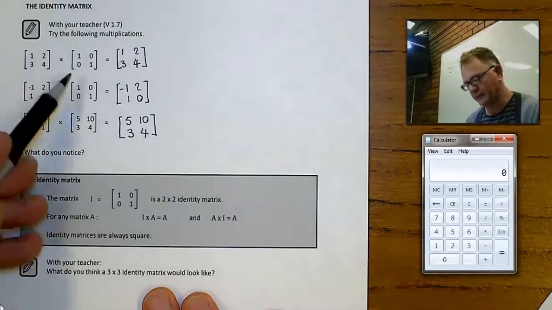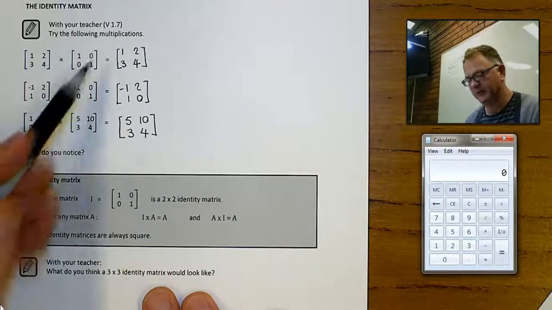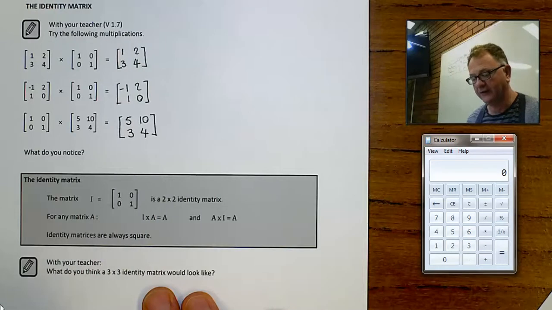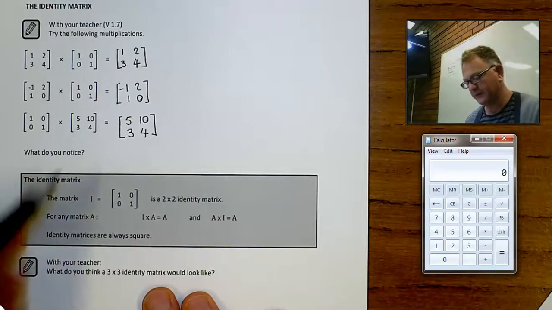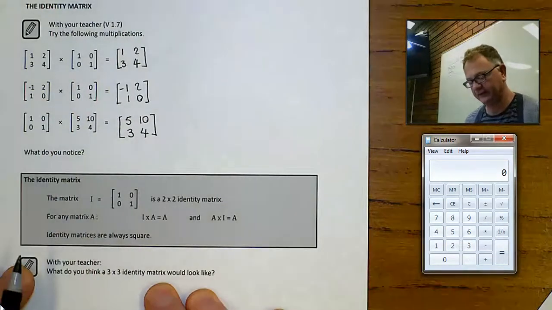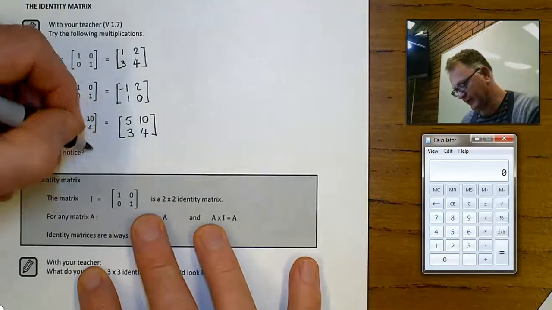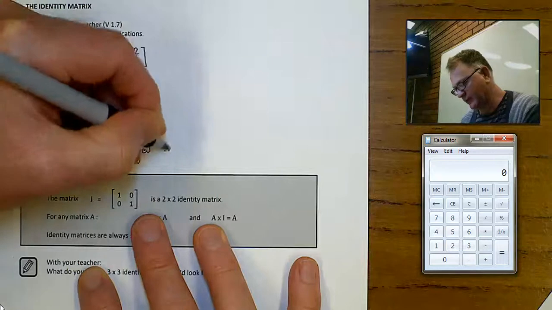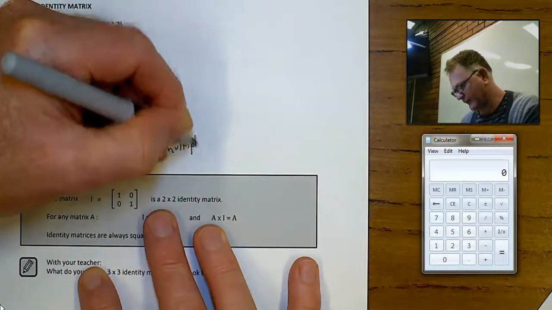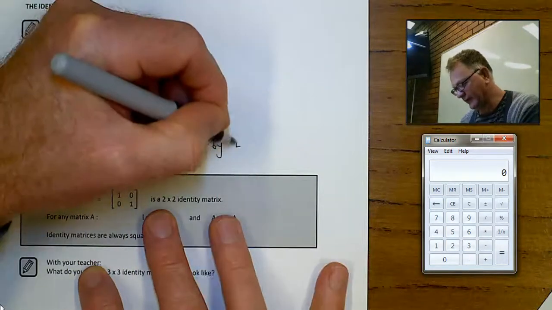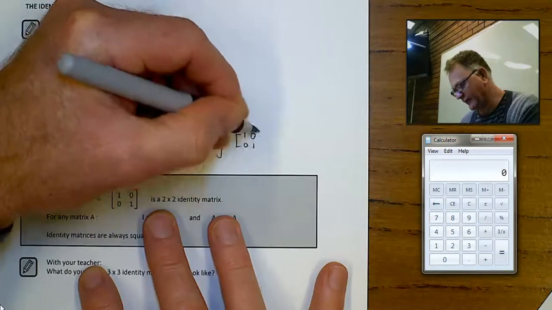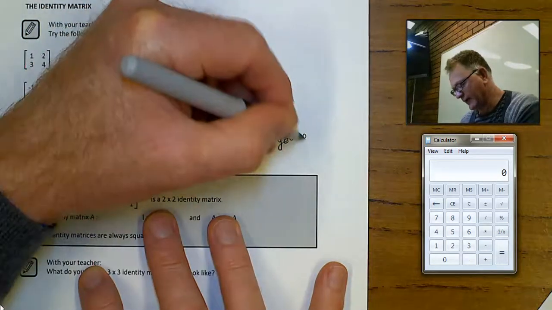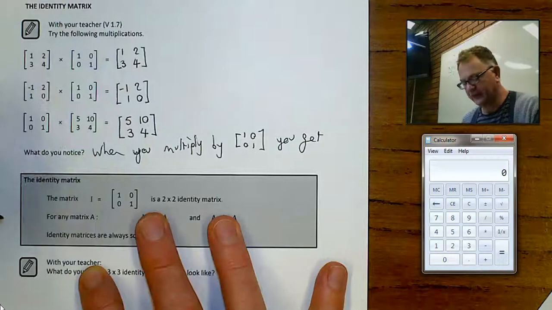So this special matrix here, when you multiply by this matrix, the answer you get is exactly the matrix that you were multiplying it by. This matrix is called the identity matrix. So what do we notice? When you multiply by the identity matrix, which is 1, 0, 0, 1, you get the matrix that you started with.